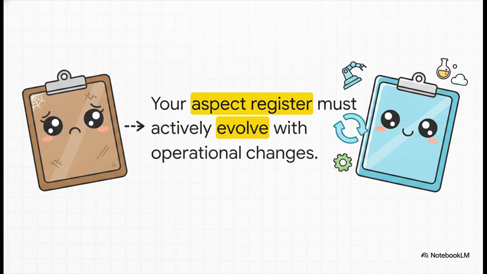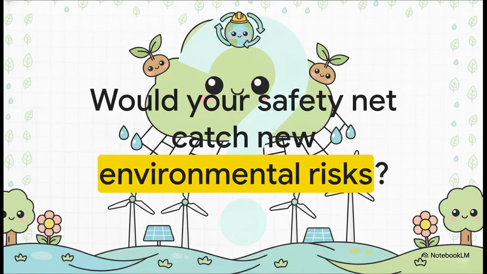Just imagine an auditor walking the floor, looking at a brand new chemical-heavy automated painting line, only to find an aspect register that hasn't been updated since 2018. Yikes. That is a classic audit failure, and it happens all the time when systems stay static while operations push forward. So, I'll leave you with this question to keep in mind. If your entire supply chain shifted tomorrow, would your environmental safety net actually catch the new risks? Or would you just be auditing a ghost of your former company?